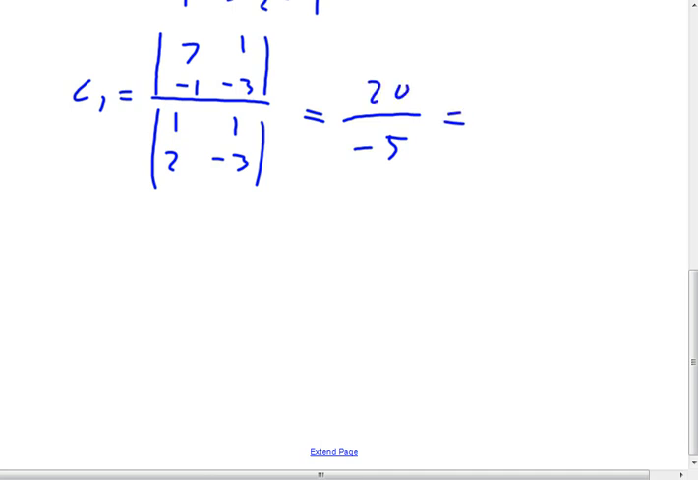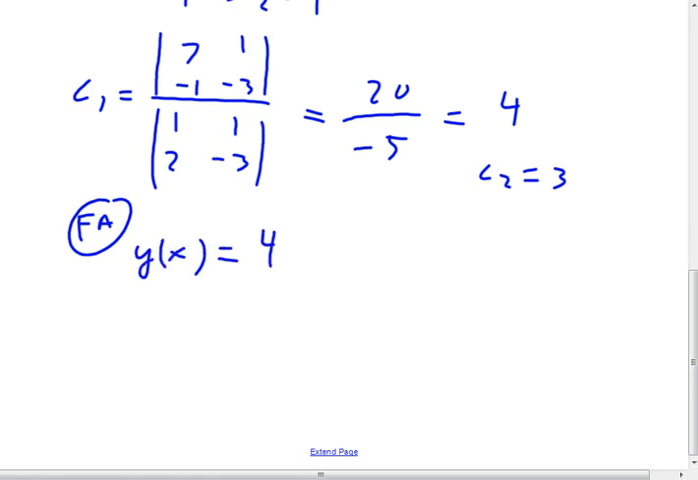So it looks like we've got a 4. So c1 is going to be 4. If c1's 4, then c2 had better be 3. c2 had better be 3. Come back and check. 8 minus 9 is minus 1, check. My final answer: y of x becomes 4 e to the 2x plus 3 e to the minus 3x.